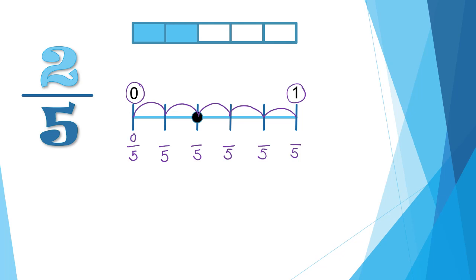Okay, once I take that first jump, I have 1 part out of 5, or 1/5, and my second jump, I have 2 parts out of 5, or 2/5. In my third, I have 3 parts out of 5, 4 parts out of 5, and then I have all 5 parts out of 5. So the black dot is representing 2/5 on my number line.